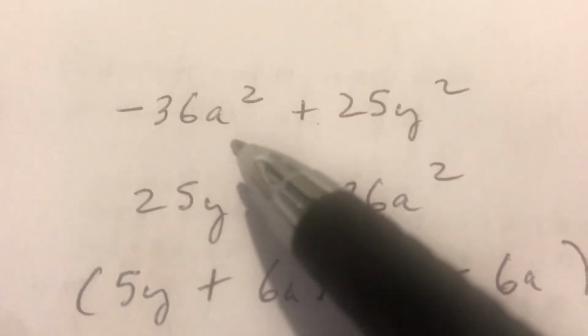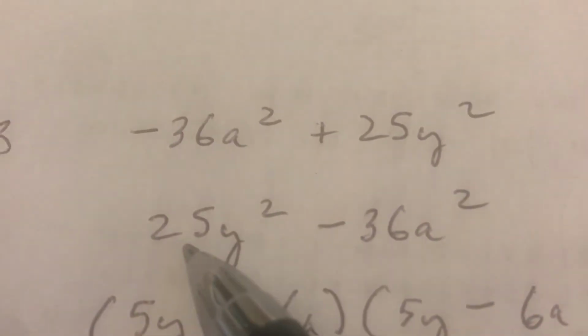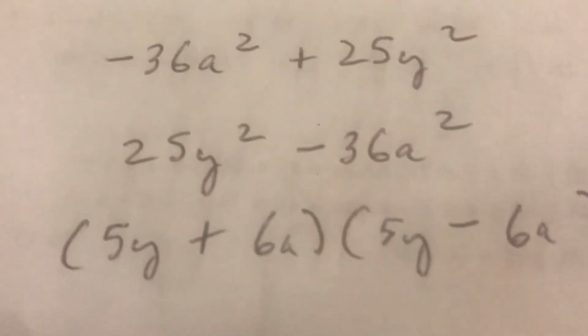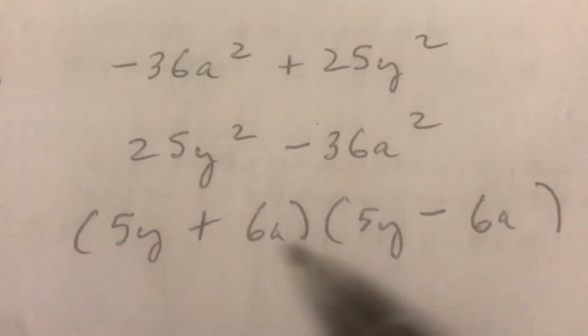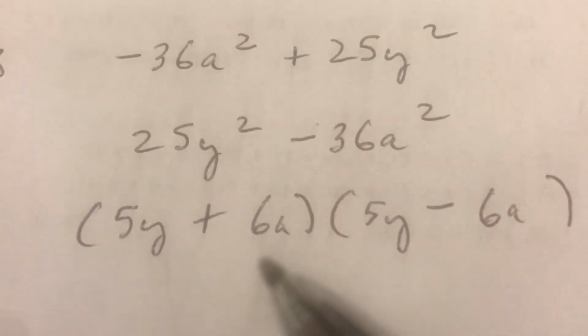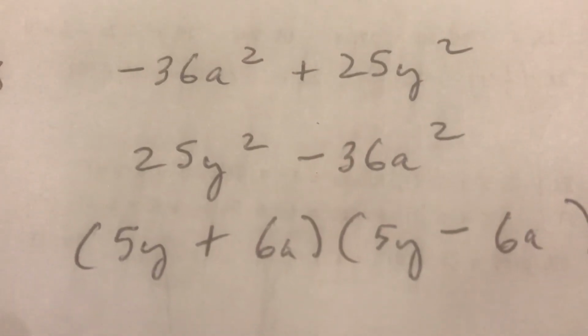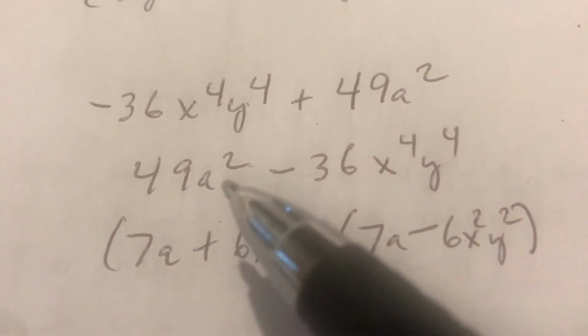Third example, we don't have the minus sign in the middle. You always want the minus sign in the middle, so you put 25y squared minus 36a squared. You take the square root of each, 5y, so 5y, 5y, 6a, 6a. Put a plus and a minus. Very easy.